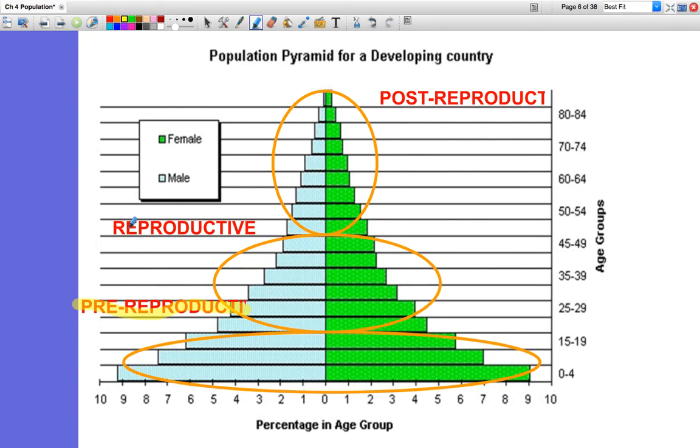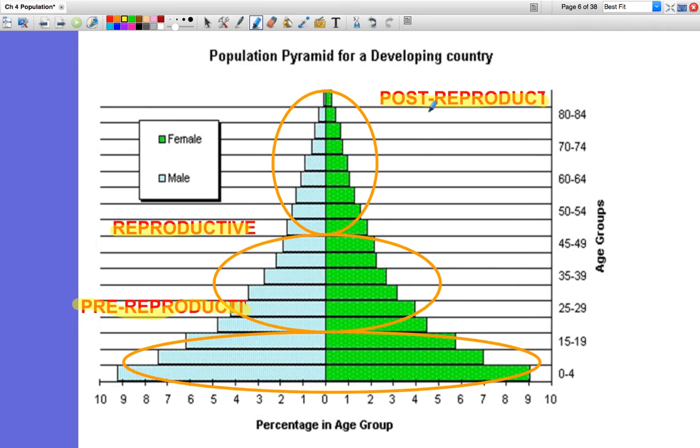Then in our middle section of the population, from about the ages of 20 to 50, we have the reproductive portion of a population for a developing country. And then, of course, from 50 to 80, we have the post-reproductive population.